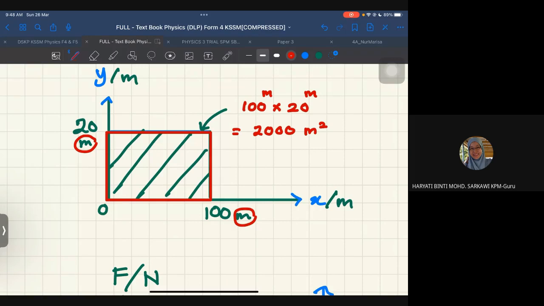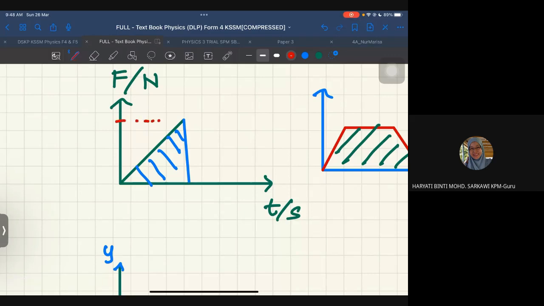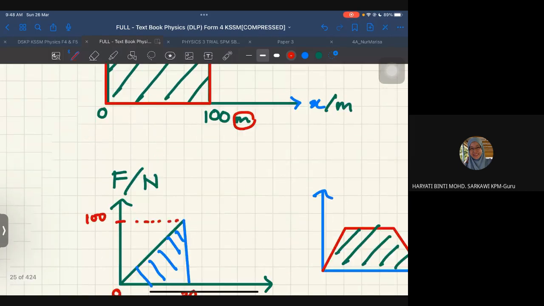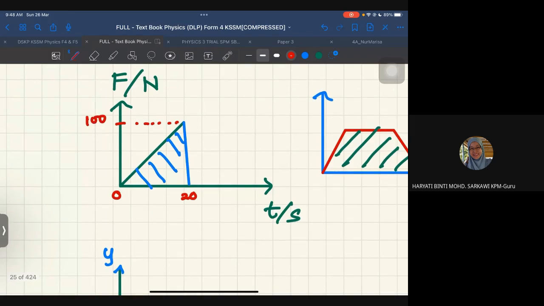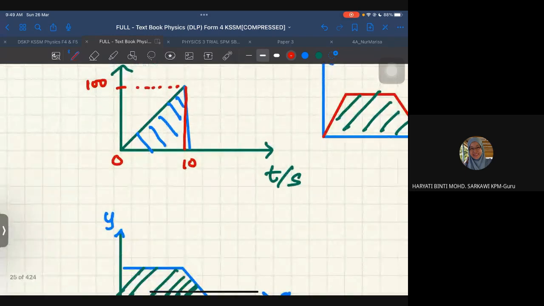This one okay. Now, if you have this area, here I just give, let's say 100, this is 20, this is 0. Let's say this is 10. What will be the area under the graph? So look at the shape first. It's a right angle triangle. Right angle triangle. Formula?